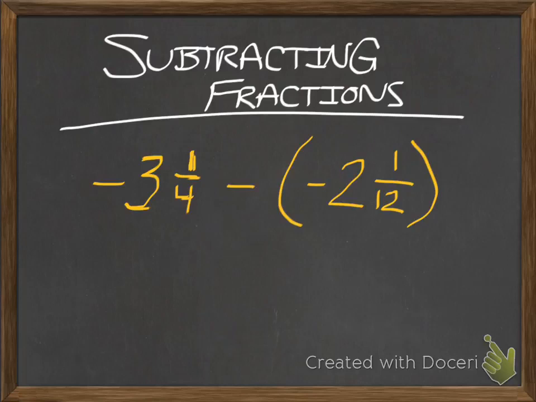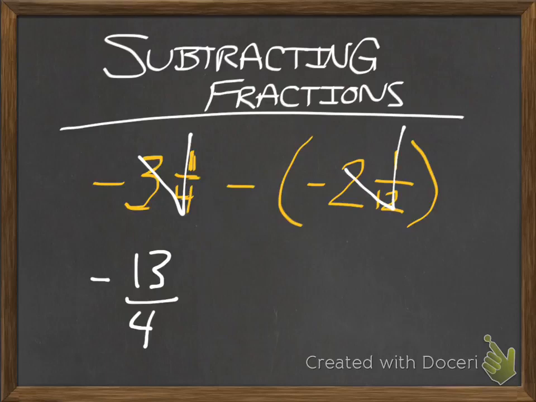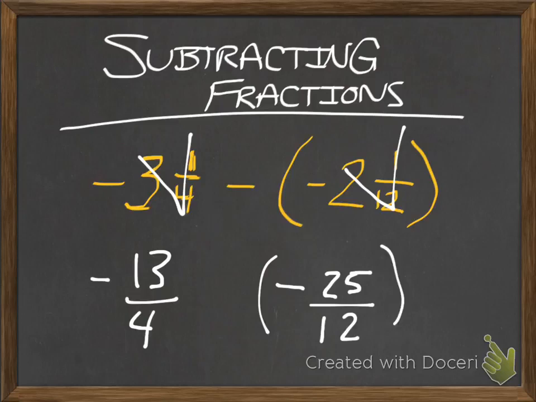Okay, so here's our original problem. -3 1/4. I'm going to use that patented check mark method to get -13/4. That's a negative number. I'm going to use it here to get -25/12, and I am subtracting. Now I can look at this and say, hey, I know my math tricks. Minus a negative is the same as adding. So I have -13/4 plus 25/12. First thing I know when I add and subtract, I need to have common denominators.